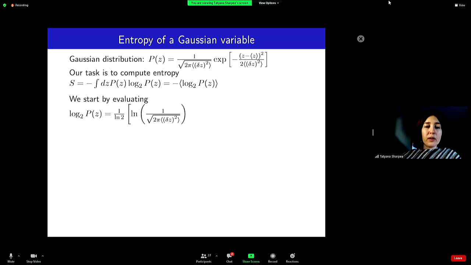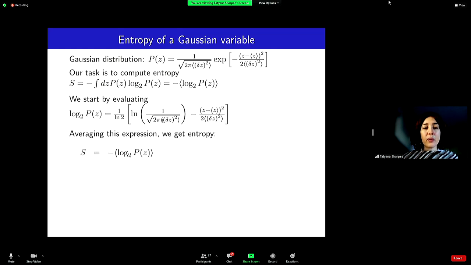So now we start by evaluating this, because this is the function of which we need to compute the average. We take the log, so we transform the log 2 as 1 over natural log 2, then natural log, and then apply it first to a prefactor and then to the exponent itself. And so this is a constant. So when we average this expression to get the entropy here, because it's log 1 over this times minus, this is just the proportionality constant, and this is the log of the variance.